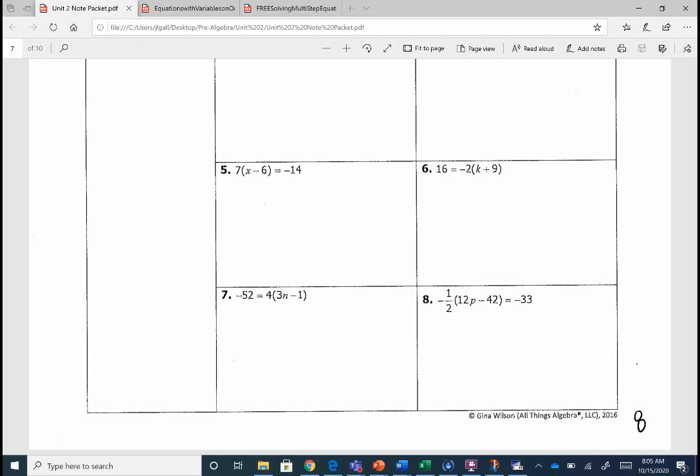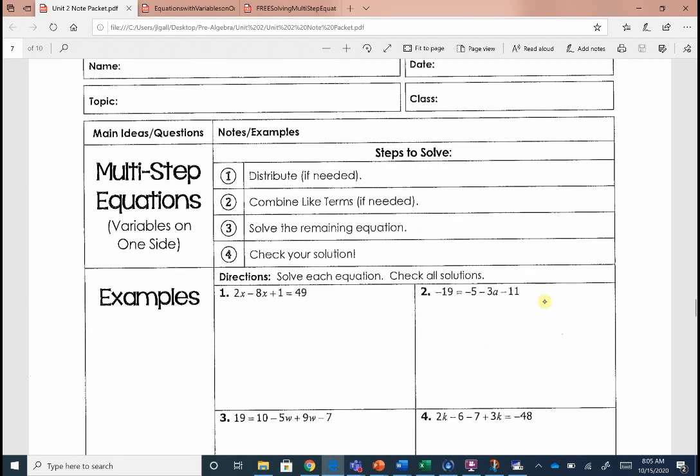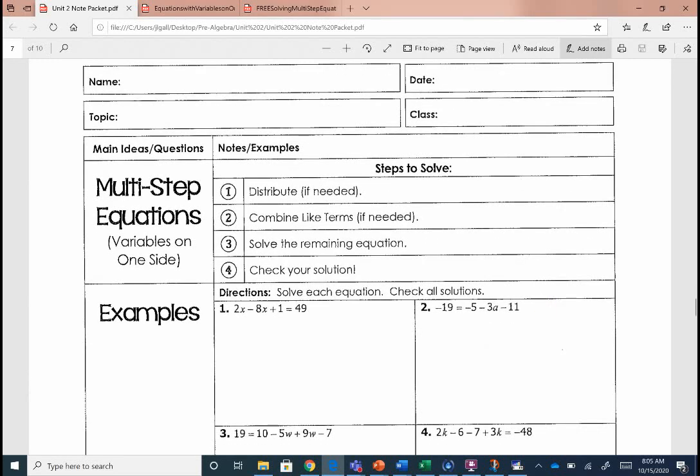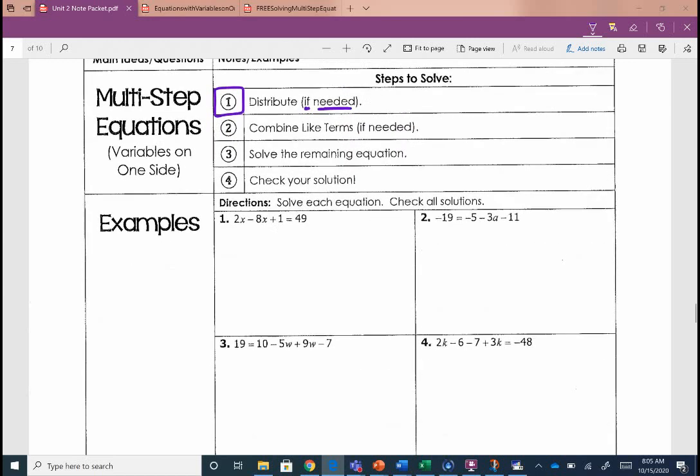So the first thing we want to do, if we go back up to our steps, the other day it was bothering some of you that we didn't need step 1. But that's why it says right here, if needed. Not all equations are going to have those parentheses. Not all those equations are we going to distribute. Now we get to, let's take a look at number 5.